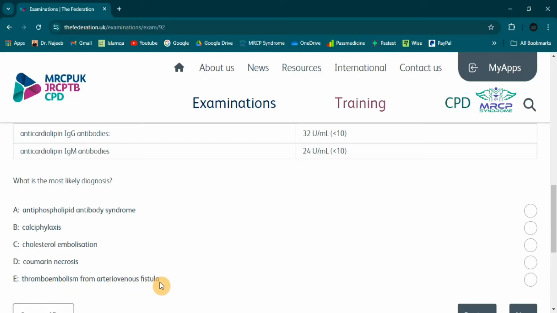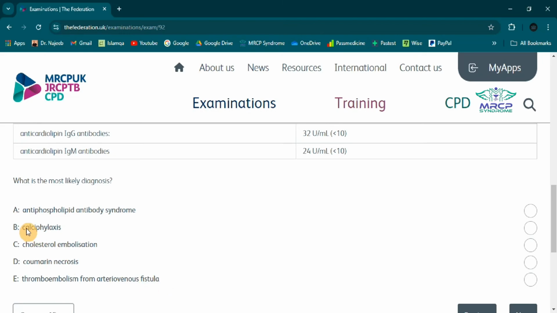Thromboembolism from arteriovenous fistula. This patient has a history of arteriovenous fistula thrombosis, so it can be considered, but it will cause distal ischemic changes and not the widespread livedo reticularis or ulceration. And the eosinophilia can also not be explained by this. So in case of thromboembolism from arteriovenous fistula, it will likely lead to ischemia in the limb downstream from the fistula rather than widespread skin manifestation. And also the absence of acute symptoms of ischemia excludes thromboembolism from arteriovenous fistula.